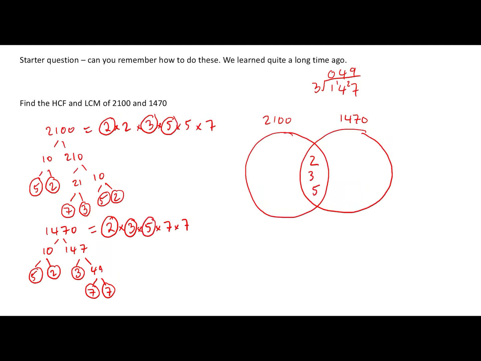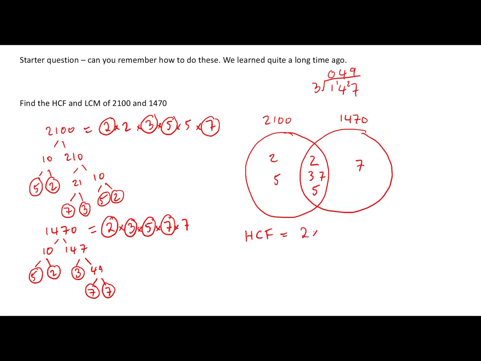I can share a 3, so I'm going to put that 3 in the middle there. I can share a 5, so I'm going to put that 5 in the middle there. And I can share a 7, so we'll put that 7 in the middle as well. Okay, now what am I left with? In 2,100, I'm left with a 2 and a 5. And with the 1,470, I'm left with a 7.